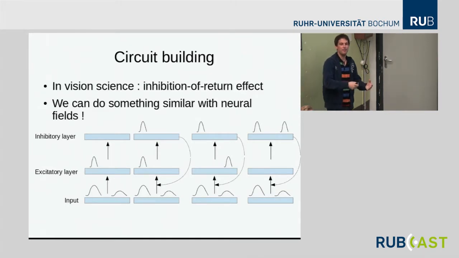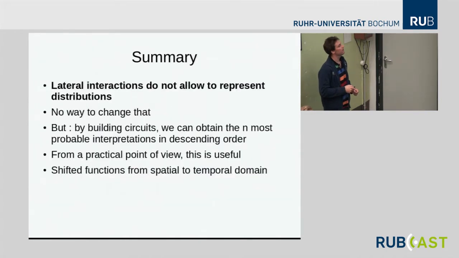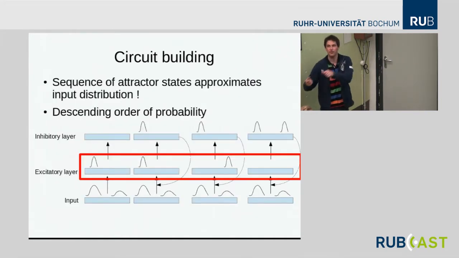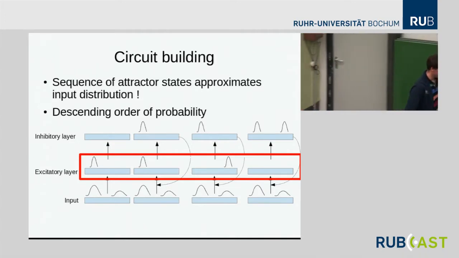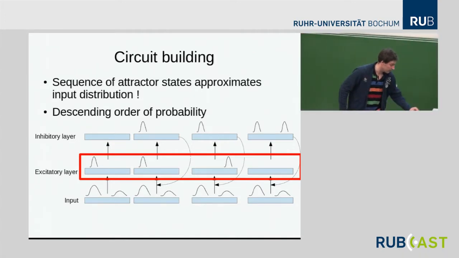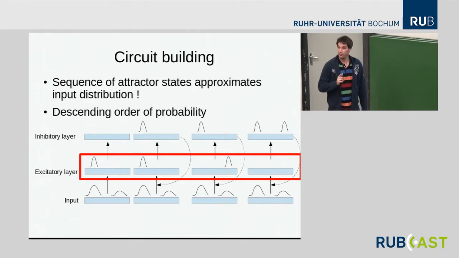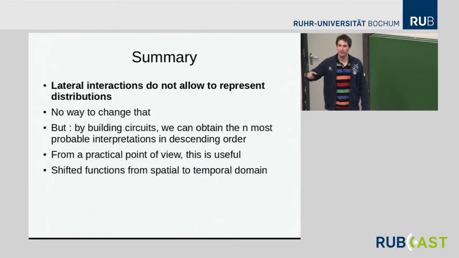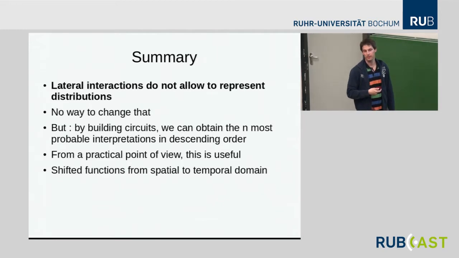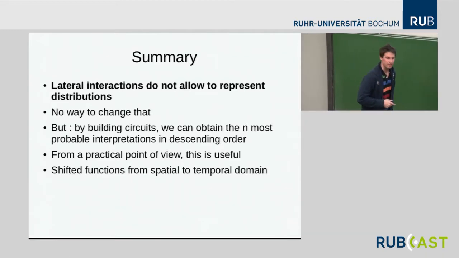But I can again use the dynamics. I can say, okay, I can represent them at different instants. I can say, first of all, the most likely one, and do a processing upon that. Then, the next most likely one, and do processing on that. And so on and so on. So basically what I get is a temporal sequence of slides, temporal sequence of attractor solutions, which will represent, and this is the important point, in descending order, the interpretations of the input. In descending order of probability, I should have said.